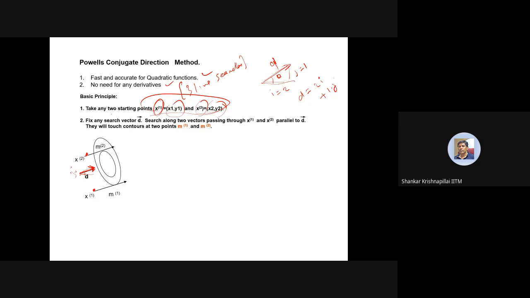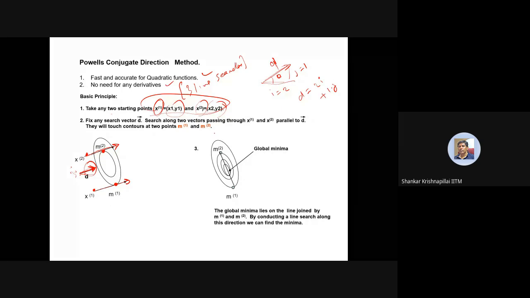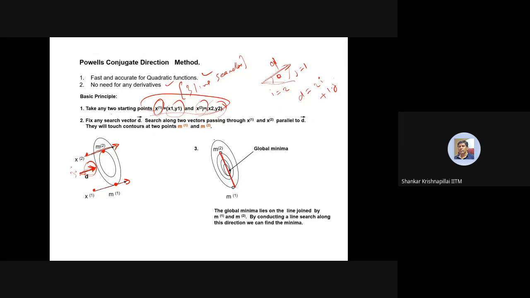So from x2, you do a line search of the objective function like this, in the direction parallel to D. And it will touch a particular contour at M2. Because there are an infinite number of contours, it will always touch one contour. Then from x1, you do another line search along the same direction D, and it will touch another contour at M1. Then according to Powell's method, if the function is a quadratic objective function, then the minima will lie along the line joining this M1 and M2.